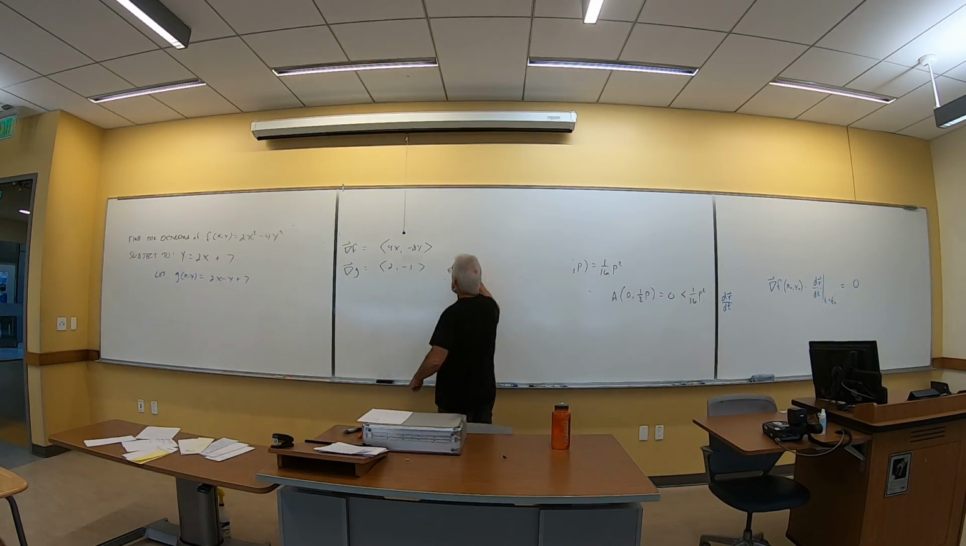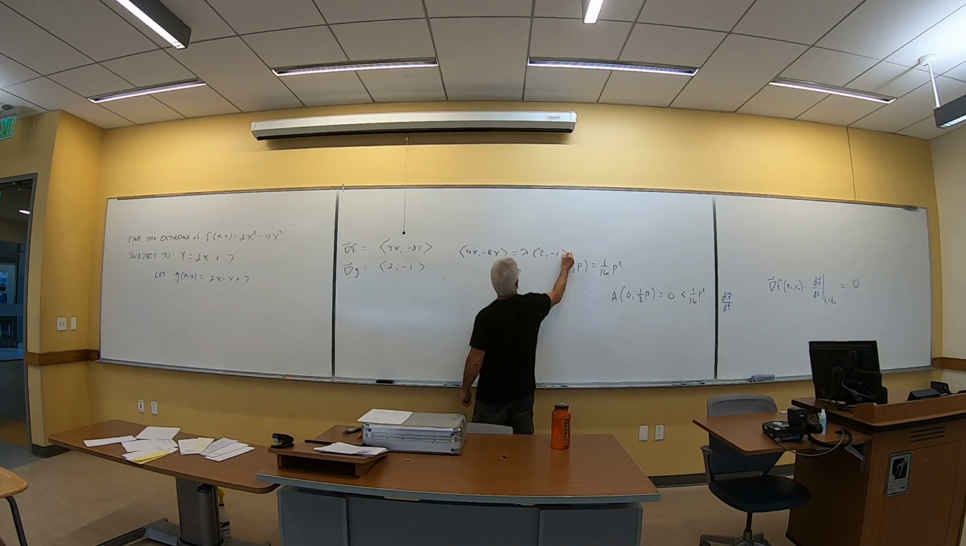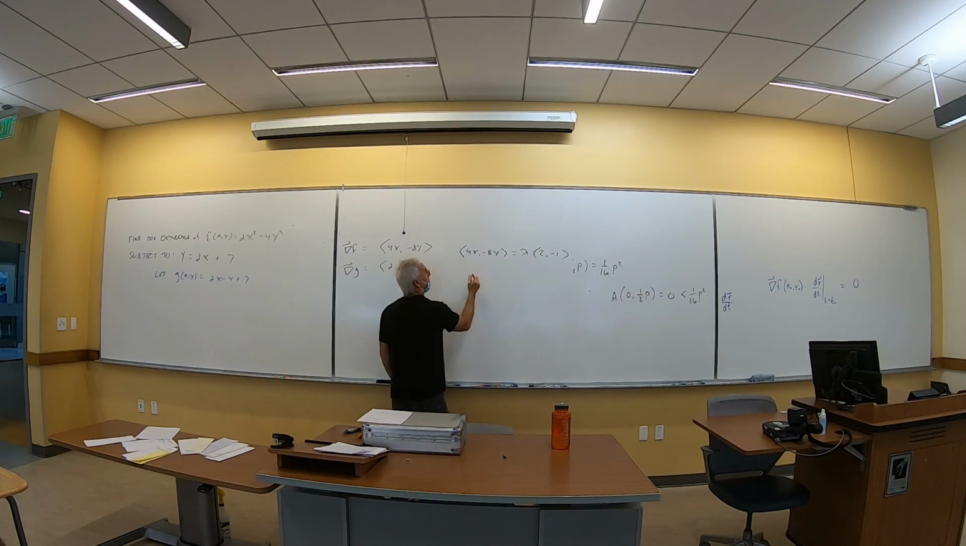Okay, so 4x, negative 8y, I'm going to set equal to lambda times 2, negative 1, and that gives me two equations. It gives me 4x equals 2 lambda, and it gives me negative 8y equals negative lambda.